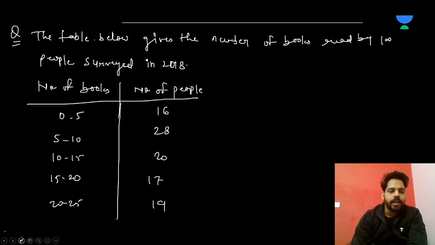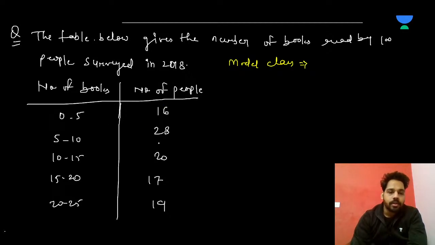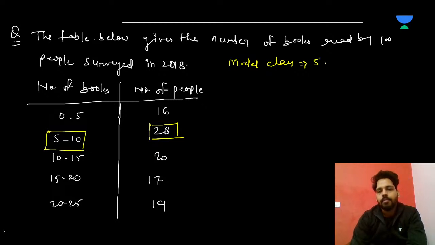So basically, first you require the modal class. Understand? So what is the modal class? The class having the maximum frequency will be the modal class. Here you can see the maximum frequency is obtained by the class 5 to 10. So your modal class is 5 to 10. This is your class interval, which is your modal class.